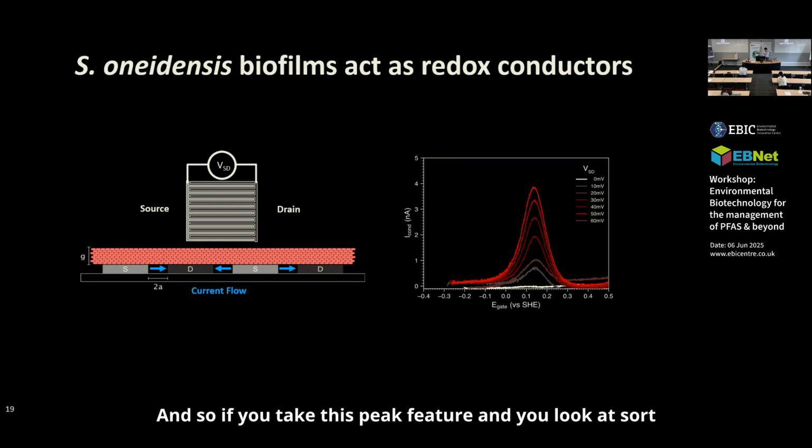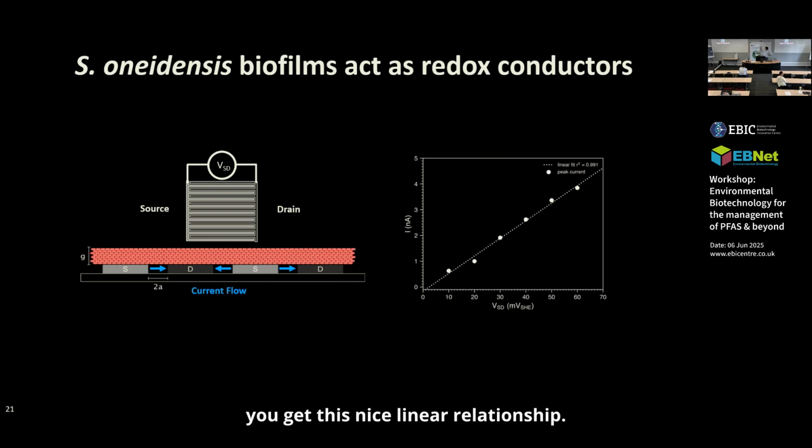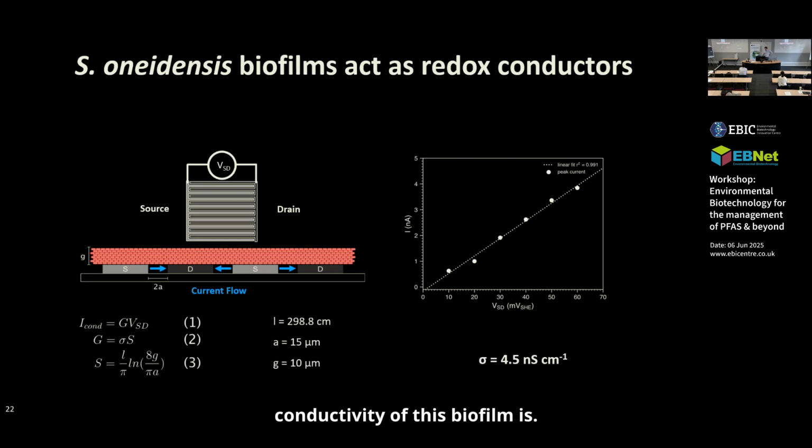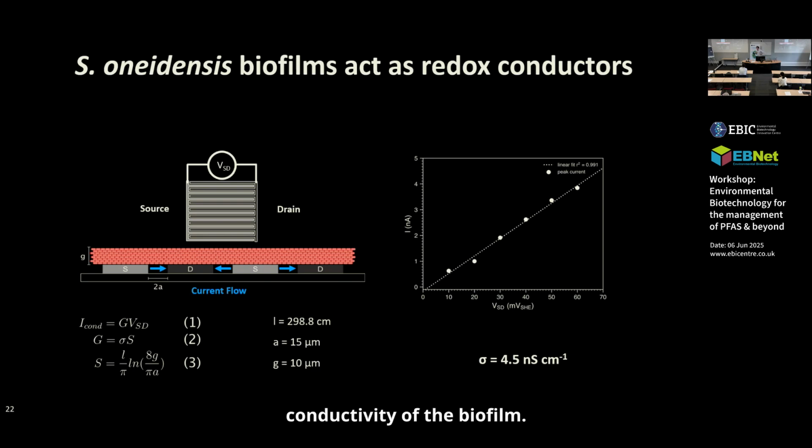And so if you take this peak feature and you look at sort of the magnitude of the conduction current that you get here, you can plot this versus the different voltages that we're applying across the two electrodes. So the source drain voltage goes from 0 to 60 millivolts here. And if you look at sort of the magnitude of that current, you get this nice linear relationship. And you can take this and go about calculating what the conductivity of this biofilm is. And so this is basically just Ohm's law. It's nothing particularly complicated. And then a bit of the geometry of the biofilm. So we make a confocal measurement of the thickness. We know what the outer, the X and the Y of this particular biofilm is. And with that, we can derive out this sigma here, this conductivity of the biofilm.